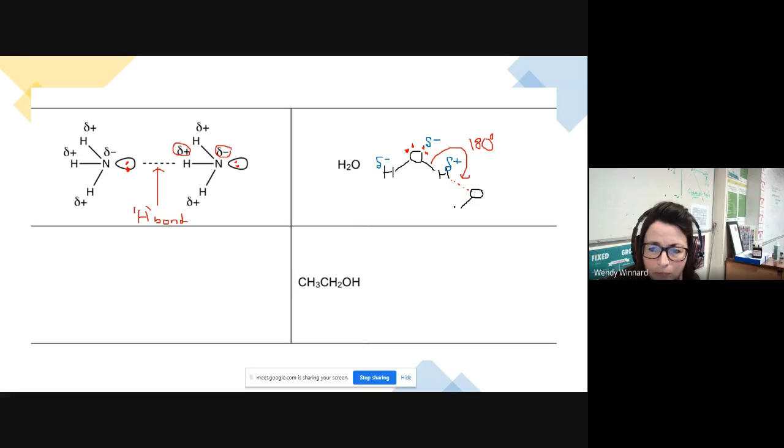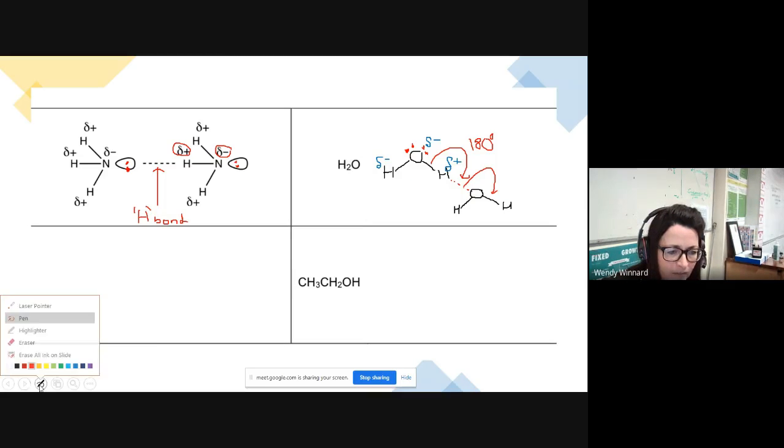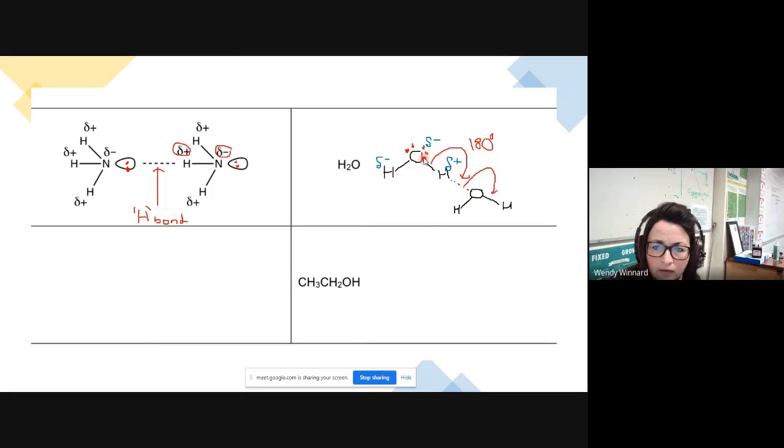Again, try and get your bond angles as realistic as possible. From yesterday, we said they're about 105 degrees. And the angle between the hydrogen bond and this other covalent bond is also 180 degrees. So in effect, you've got the covalent bond, the hydrogen bond, and the covalent bond all in a line.